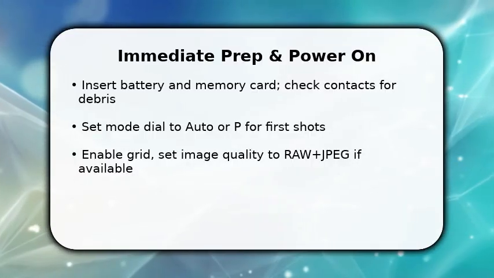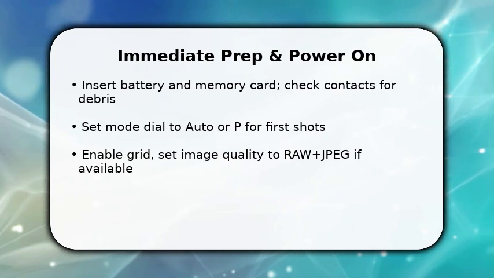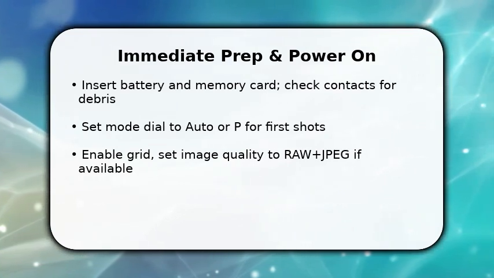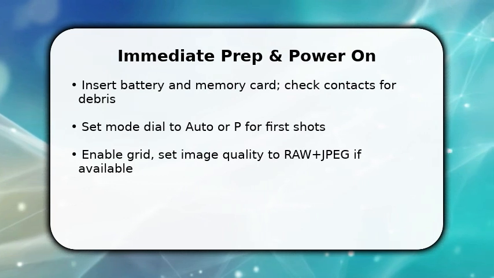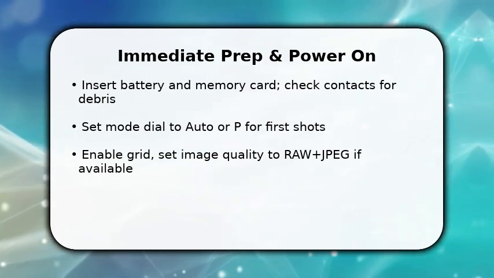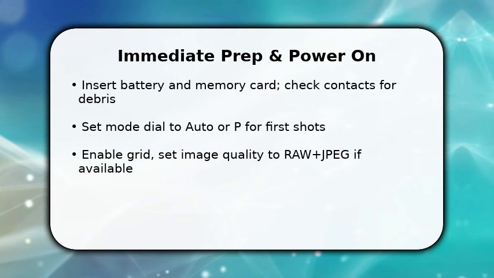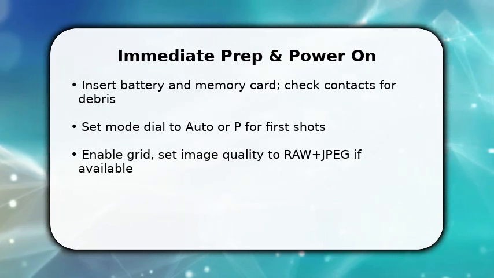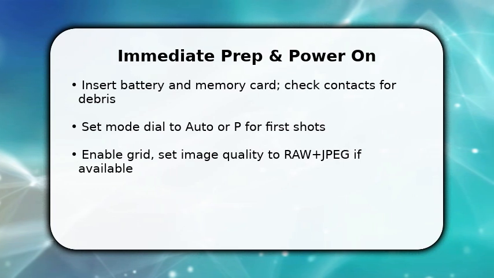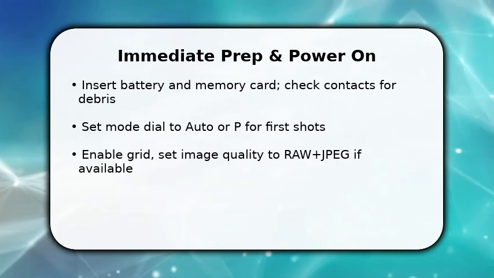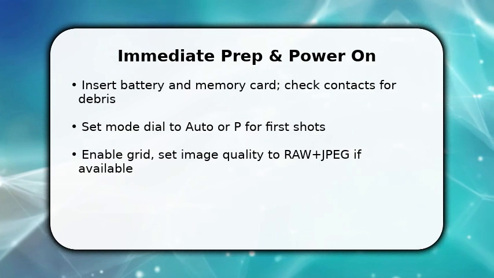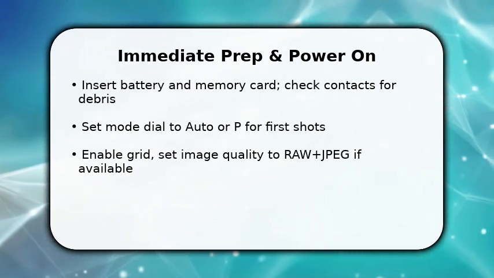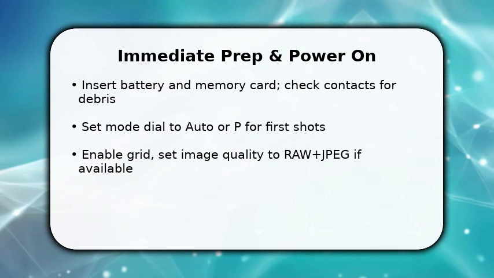You start now: insert a charged battery and a formatted memory card, then power the camera on. Once done, set the mode dial to Auto or P, so settings adjust while you learn. Make sure to enable the grid for composition and switch image quality to RAW plus JPEG if you want maximum editing flexibility. Adjust screen brightness and finder diopter for clear viewing.